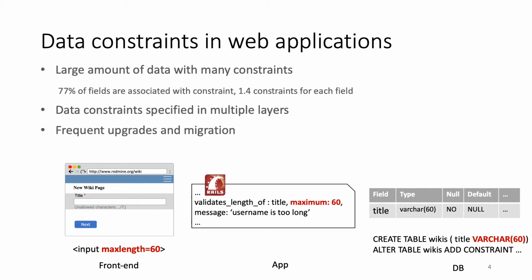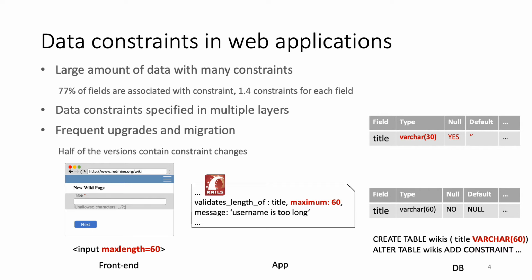These applications often face frequent upgrades and migrations. For example, the database schema could change from one version to another, which also happens to the front end and application logic. Our study shows that half of the versions have contained constraint changes.